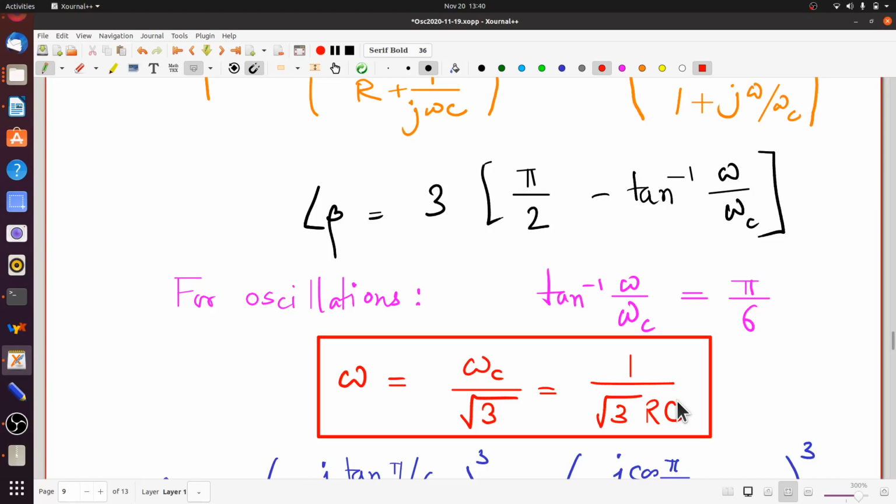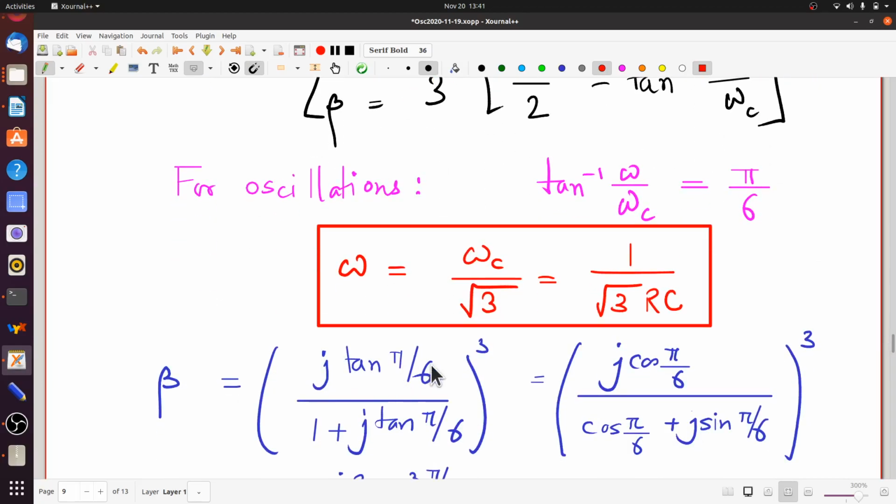So the RC phase shift network, where you have three RC pieces shifting the phase sufficiently for the thing to come back in phase with the input, has an oscillation frequency of 1 by root 3 RC. However, that's not enough. You have to make sure that the loop gain now is 1 or more. But what does the loop gain turn out to be? Beta here, which now is j tan pi by 6 by 1 plus j tan pi by 6, whole cubed. I just put in omega by omega c is tan pi by 6 here.